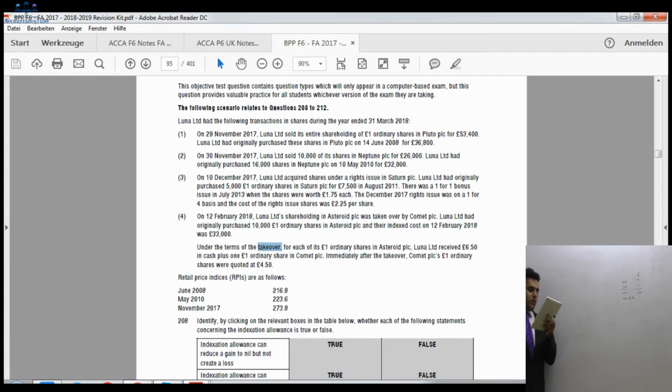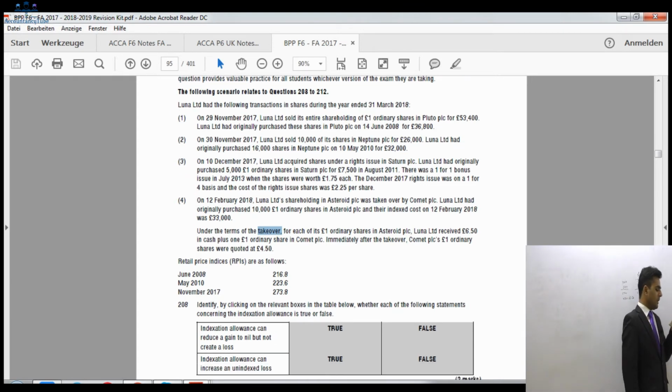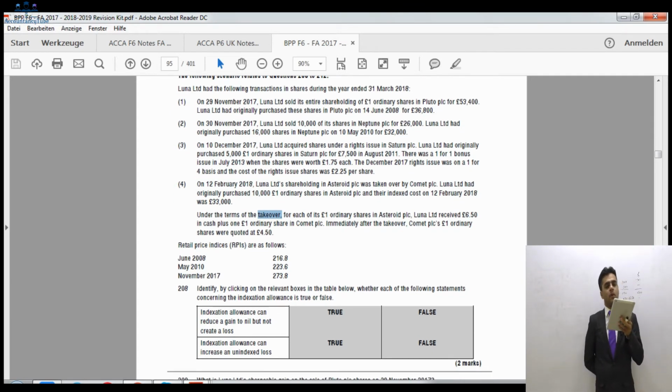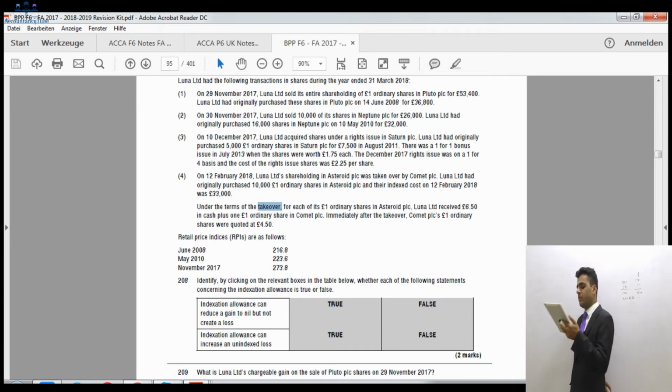Identify by clicking on the relevant boxes whether each of the following statements concerning the indexation allowance is true or false. So it is about indexation allowance. What do we know about indexation allowance? Indexation allowance can reduce a gain to nil but not create a loss. Is it true or false? Yes, it is true. The second statement says indexation allowance can increase an unindexed loss. Can it increase a loss? No, it can't increase a loss. So the second statement is false.